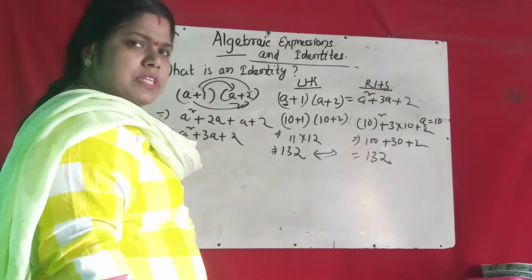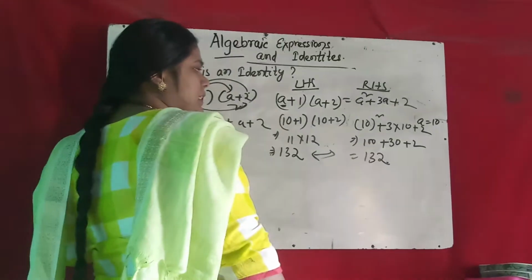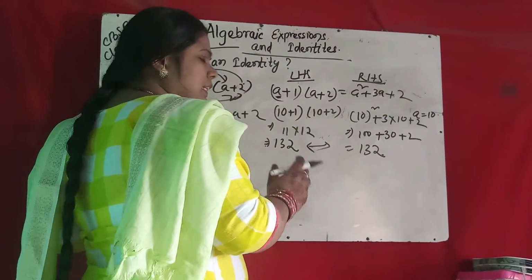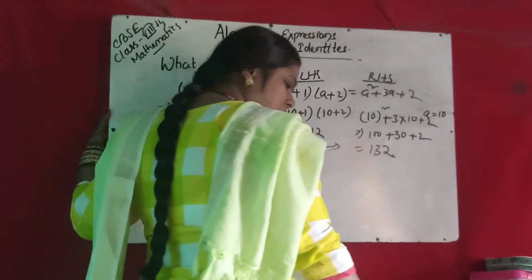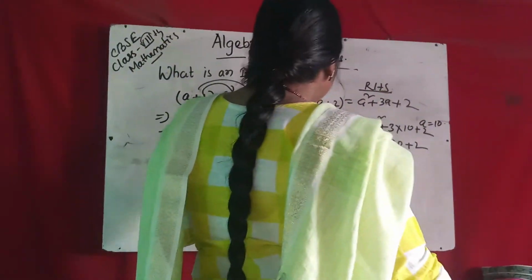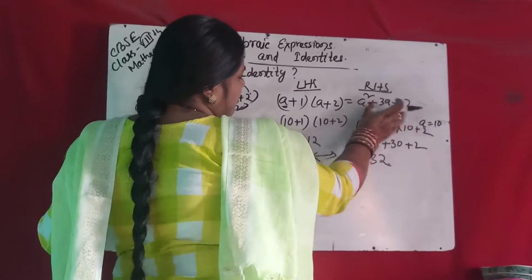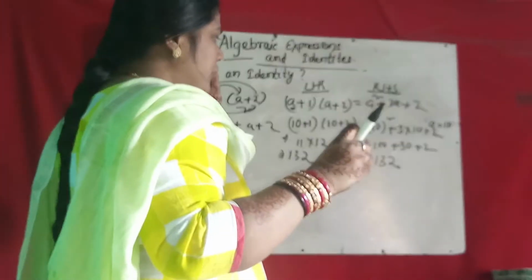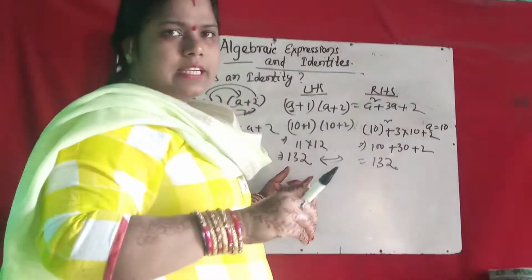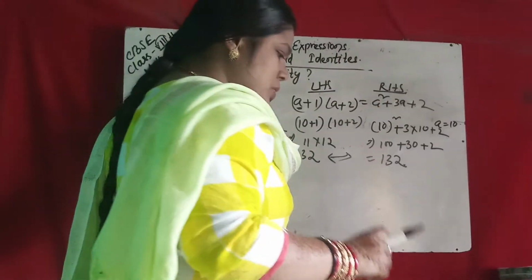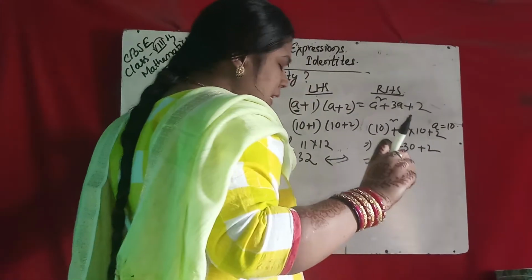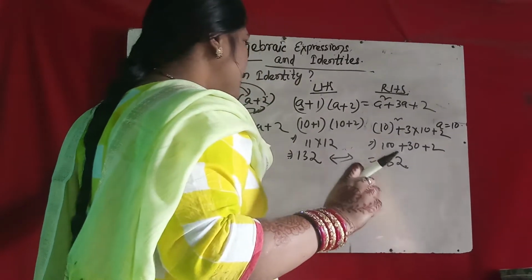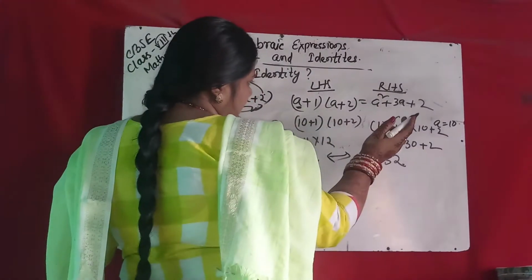So for which value the given equation is satisfied, or you get the same value in both LHS and RHS, then that is called an identity. Such an equality: we put any value for the variable, then you will get the same answer on both sides, LHS and RHS. So when an equality is true for every value of the variable, it is called an identity.